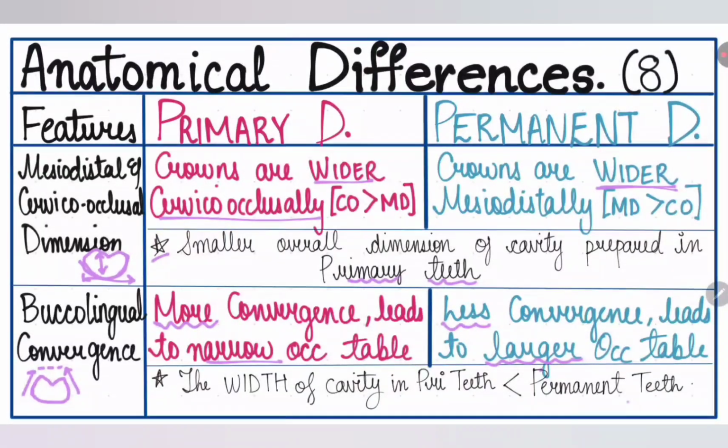We are going to see the diagram for both. But now, what is the clinical significance? From this, we come to know that the primary teeth have a narrow occlusal table, whereas the permanent teeth have a larger occlusal table. Due to this, the width of the cavity prepared in primary teeth will be smaller than in permanent teeth, right?